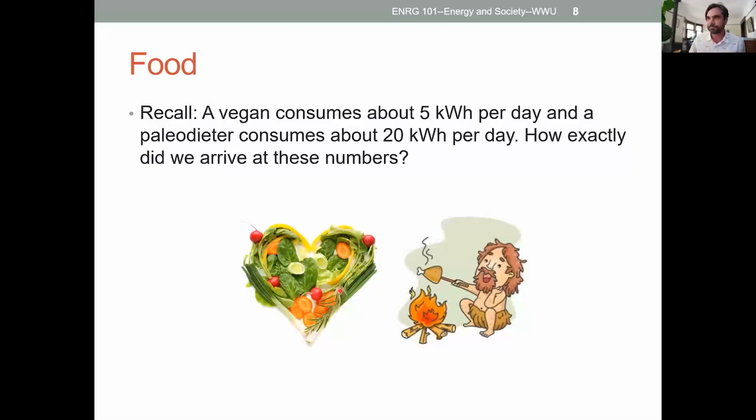All right. Food. Recall a vegan consumes about 5 kilowatt hours per day, and a paleo dieter consumes about 20 kilowatt hours per day. How exactly did we arrive at these numbers? So this, I'm basically just going to walk right through McKay's chapter on food that's linked below this lecture.